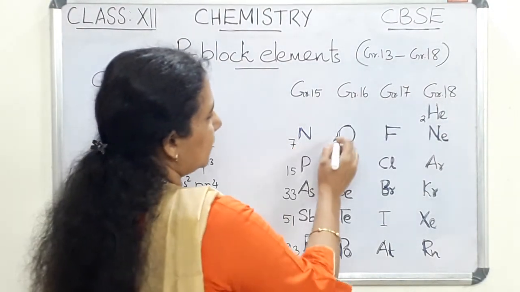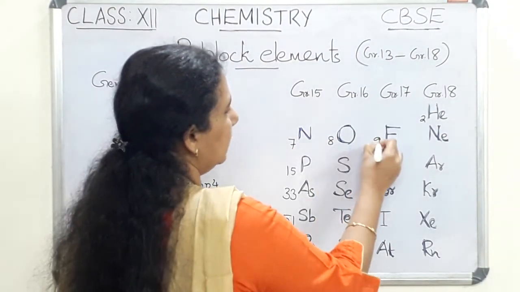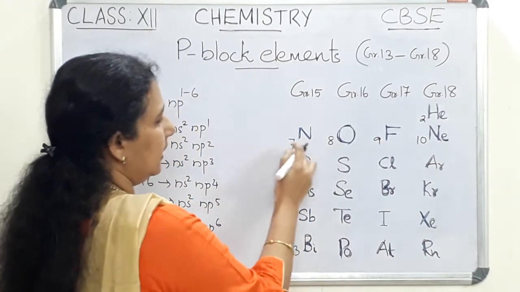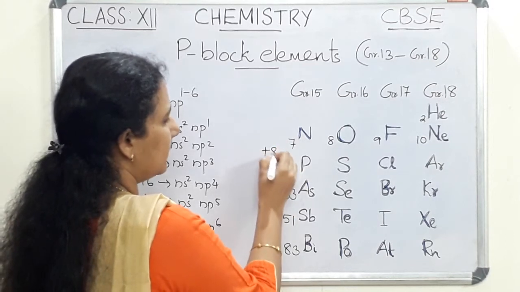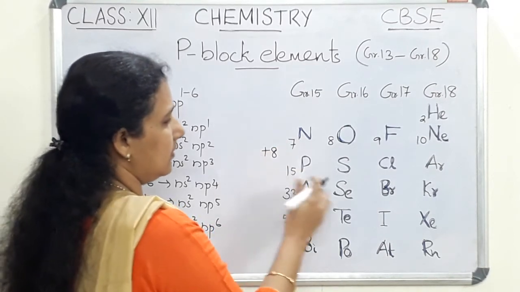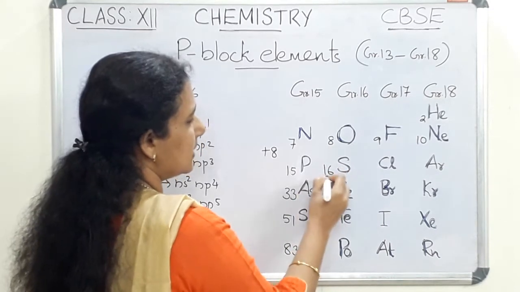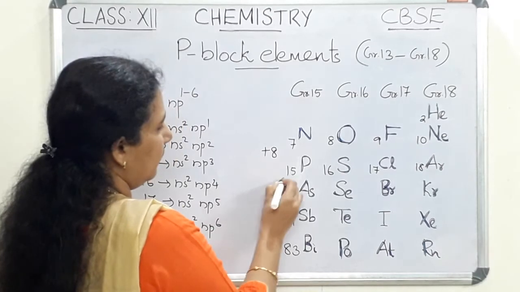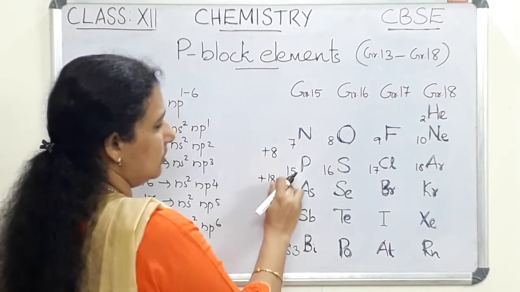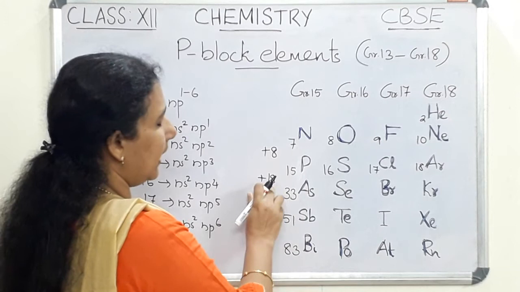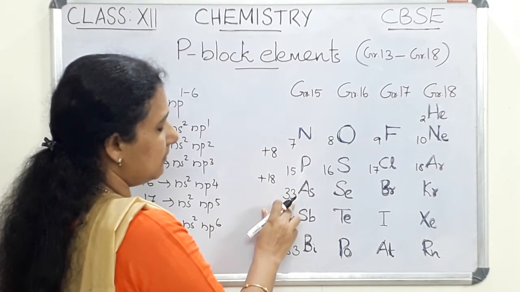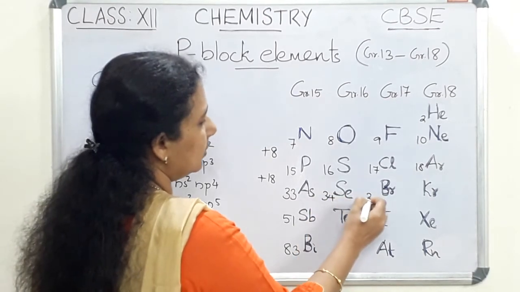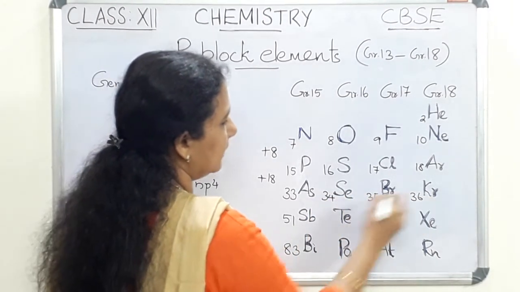So 7, after that we can write 8, 9 and 10. If we are adding 8 here, 7 plus 8 we will get 15. Then we can write 16, 17 and 18. Then we have to add 18 to 15. 15 കൂടെ 18 add ചെയ്താൽ we will get the next atomic number, that is 33. Then we can write 34, 35 and 36.